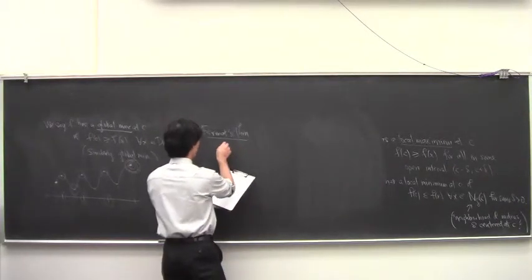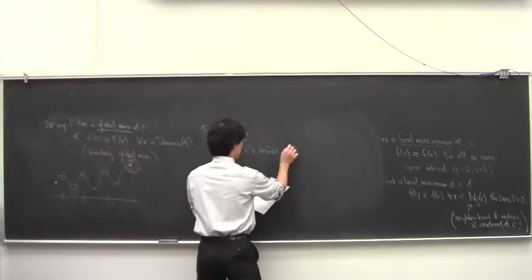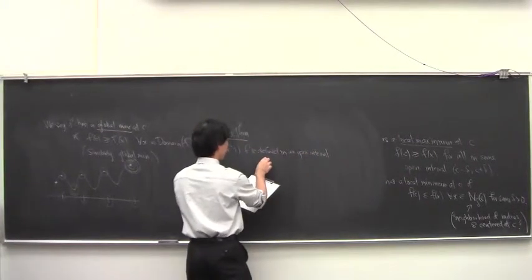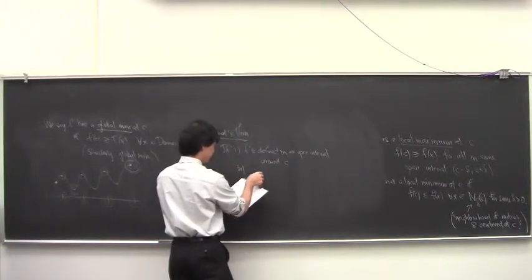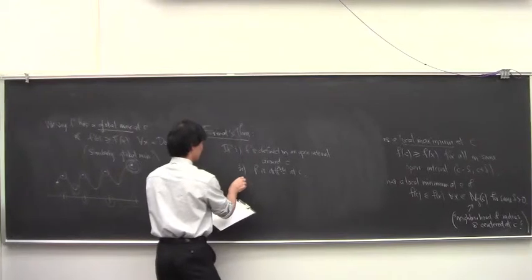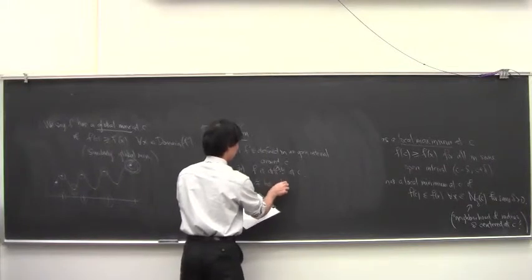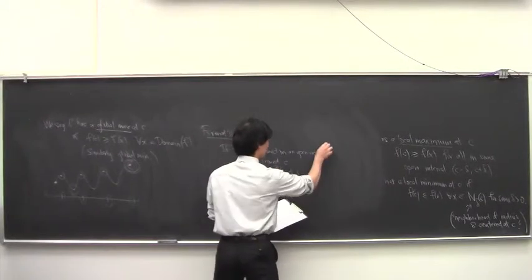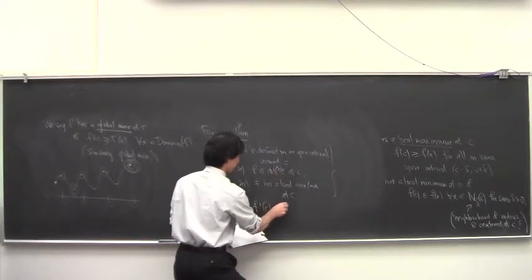It's an observation of Fermat that if f is defined in an open interval around C, in the neighborhood of C, and if f is differentiable at C, and f has a local max or min at C, then if all that happens, f prime of C must be 0.